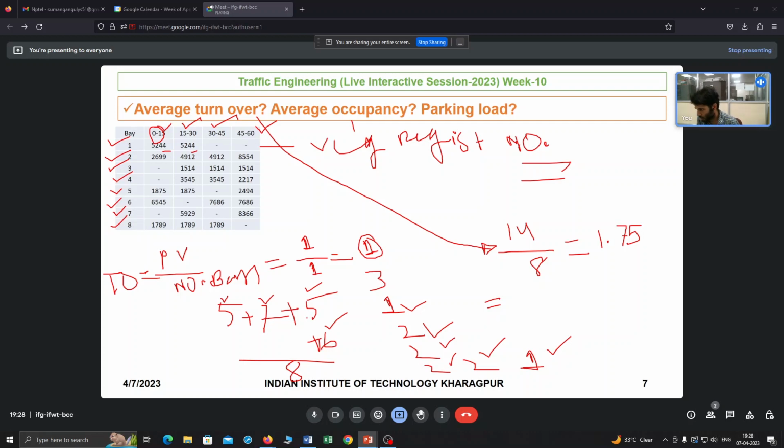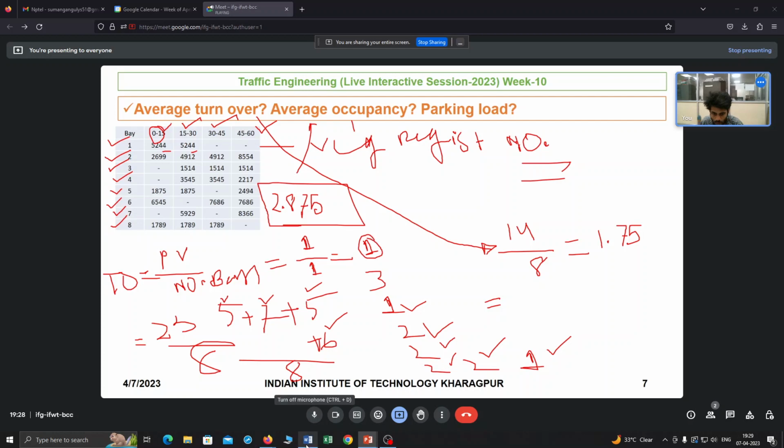So 5, 5, 10, 10, 17, 17 plus 6, 23 by 8. 2.875. This is the average occupancy.